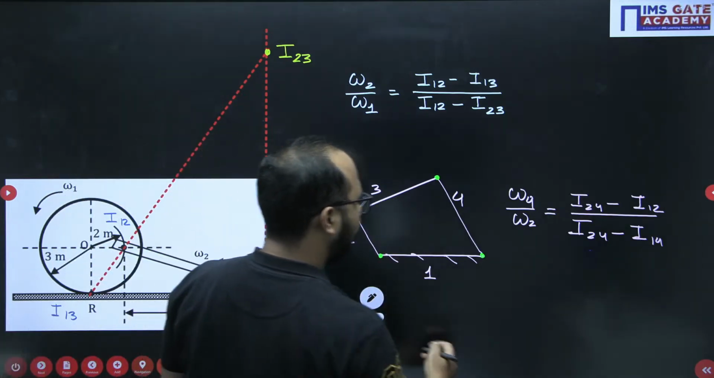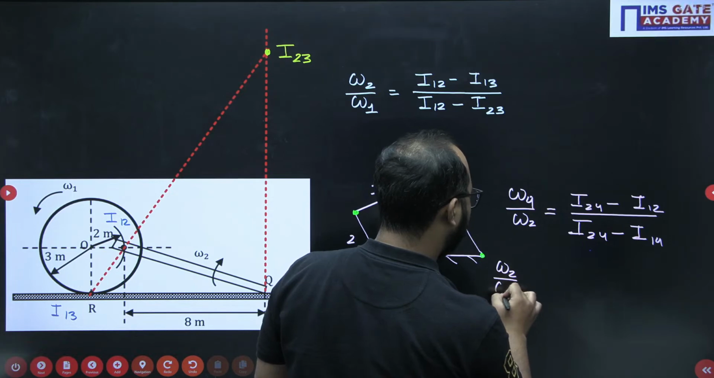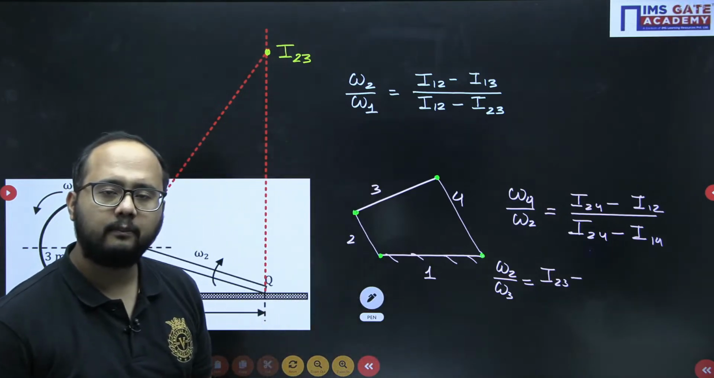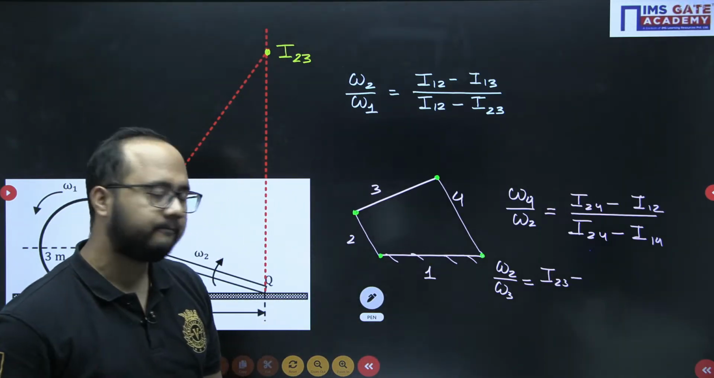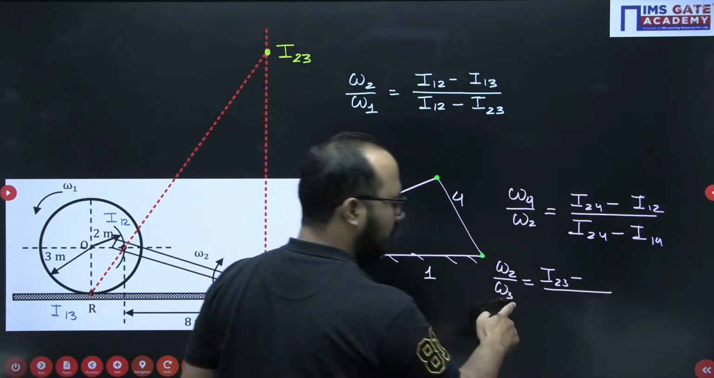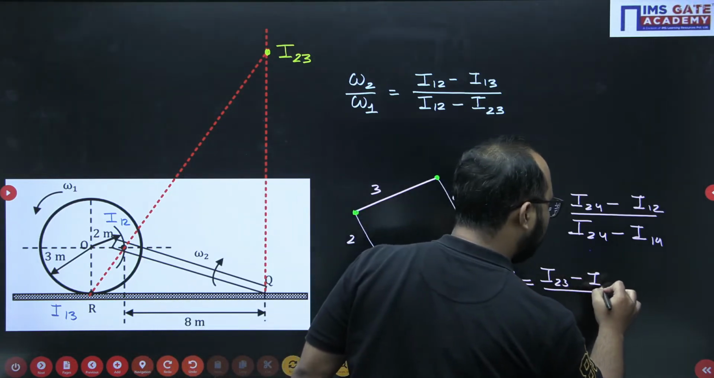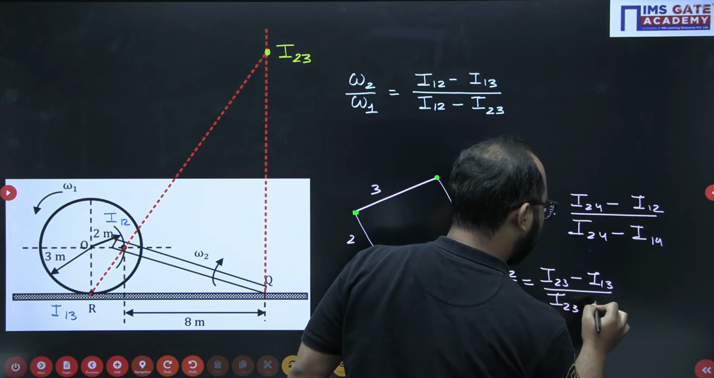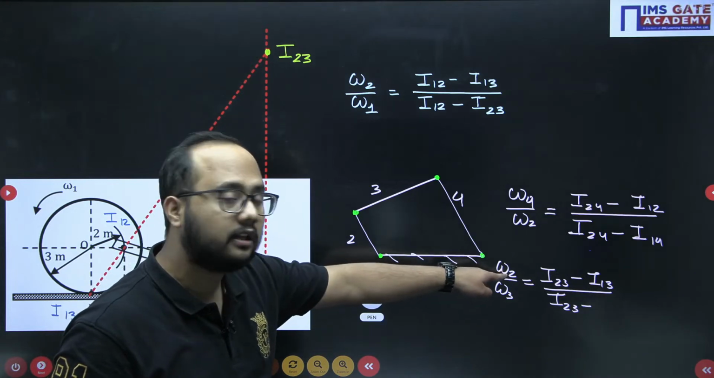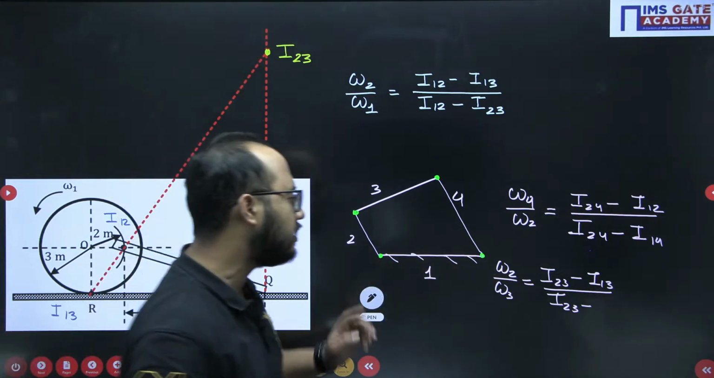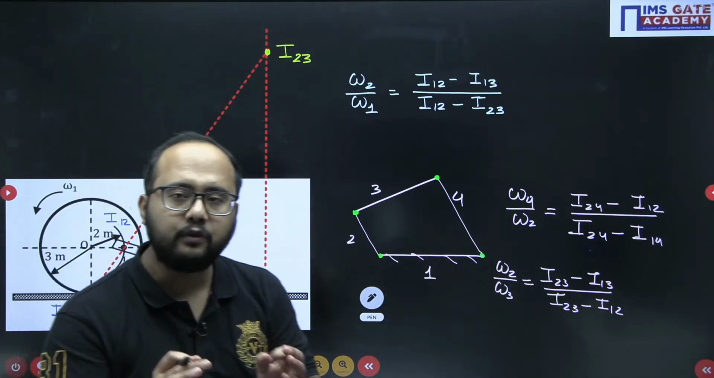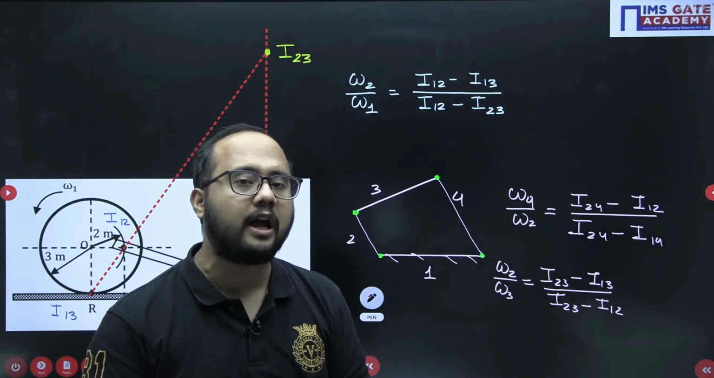Again one more time. Let's suppose for 2 and 3 you want to write omega 2 by omega 3. Common I center is I23. Now the distance from the common I center to that I center of link 3 with respect to fixed, that is I13. Then the distance of the common I center from that I center which is there in the numerator, link number 2 with respect to fixed. Fixed is 1, so I12 will be coming. I hope you are getting the point here, how to write the ratio of angular velocity.